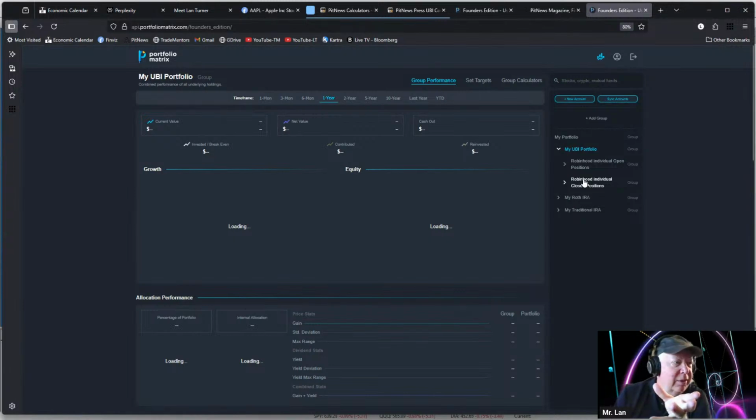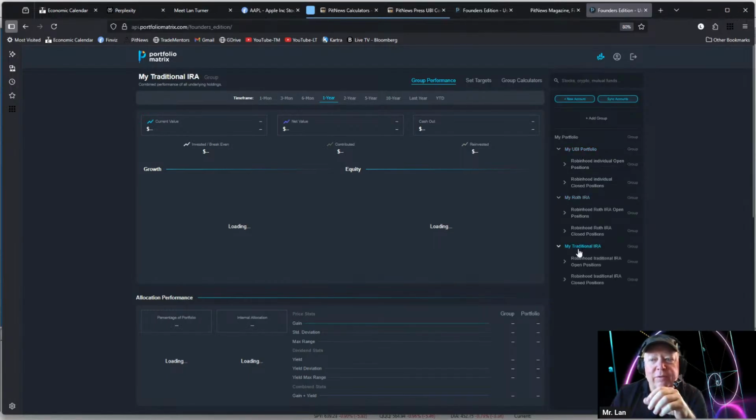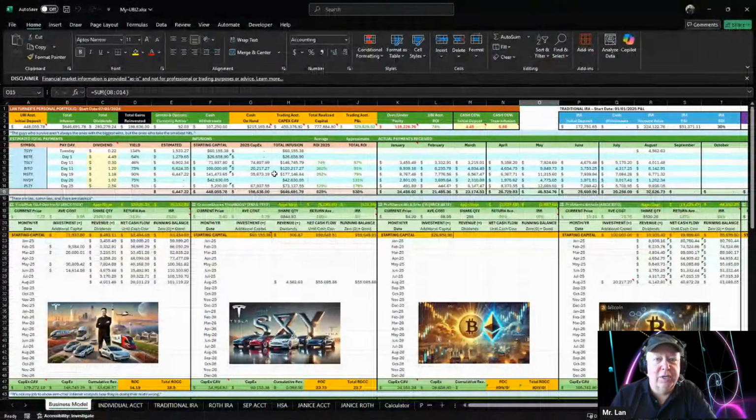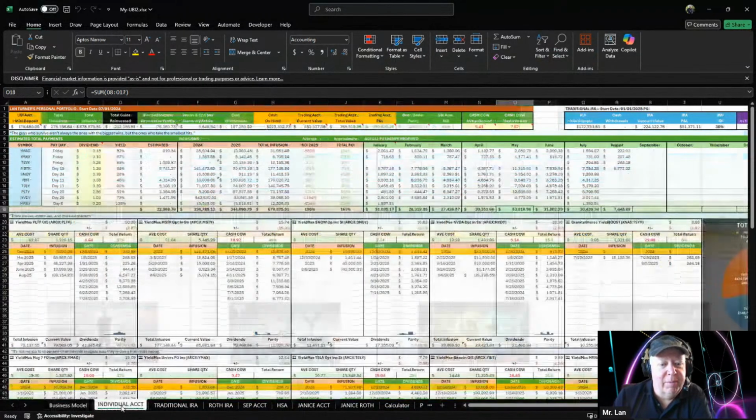All right. So I have over here in my portfolio, I have my UBI portfolio, which is the one that you just saw me pull up in the spreadsheet. The problem is that you have to have a spreadsheet for every one of these. You have to have my UBI, you have to have one for my Roth, and you have to have one for my traditional IRA. And see how I have each one of these in here. That means I would have to have, and I do, I have a spreadsheet for each one, and you're going to have to maintain each one.